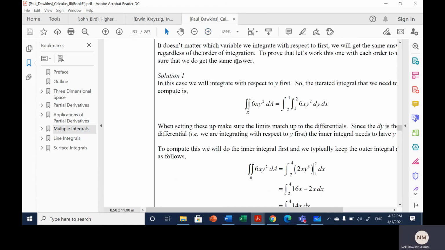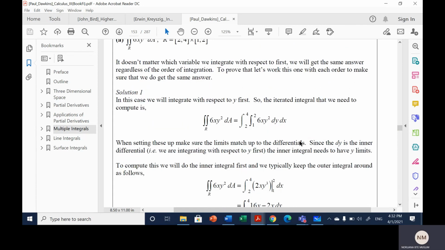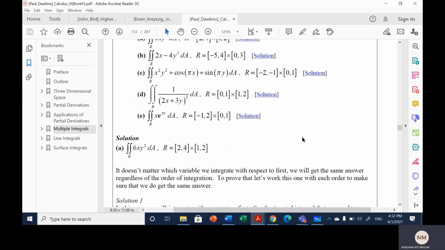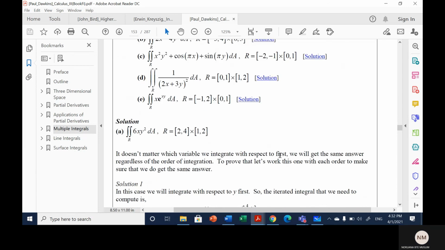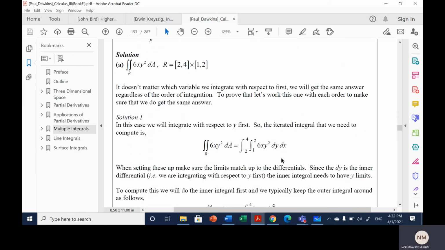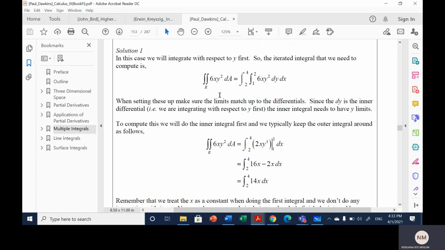The example you can see from the ebook of Paul Dawkins, the one that I have taught in the e-learning. I will just select two questions here, 1A. This is the first example for double integral.